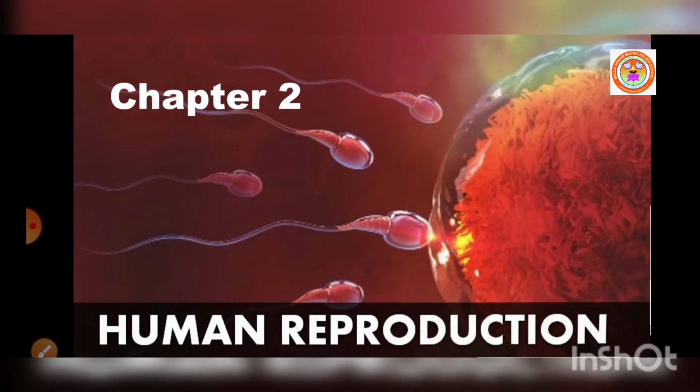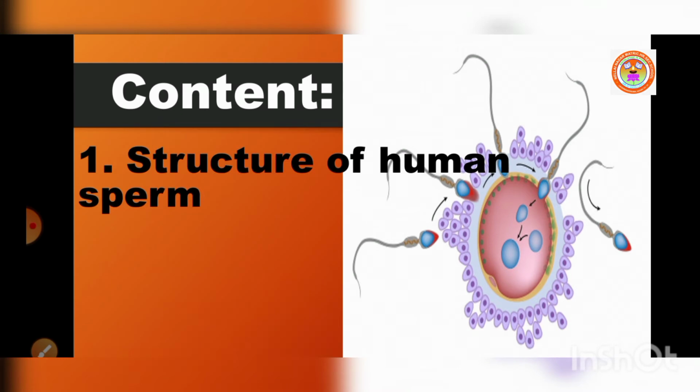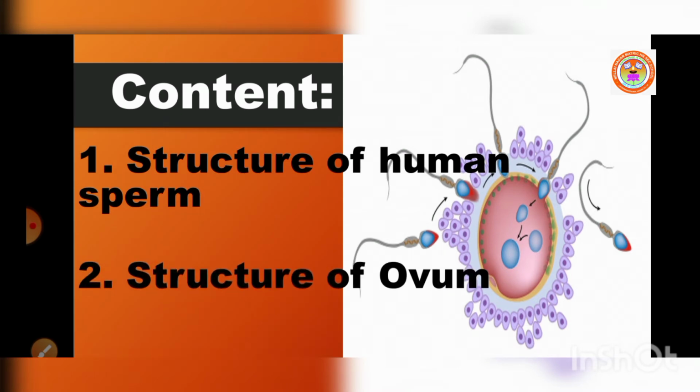Today, in this session, we are going to learn the structure of human sperm and the structure of human ovum. The sperms are known as spermatozoa and the ovum is known as egg. Now let us see the structure of human sperm.